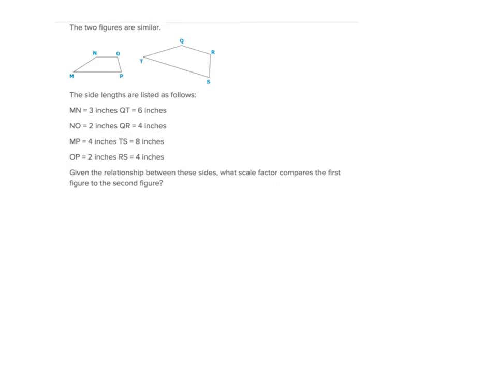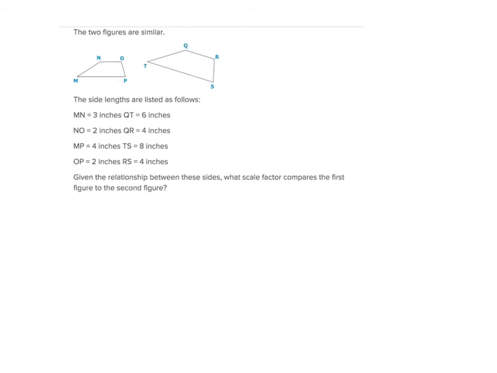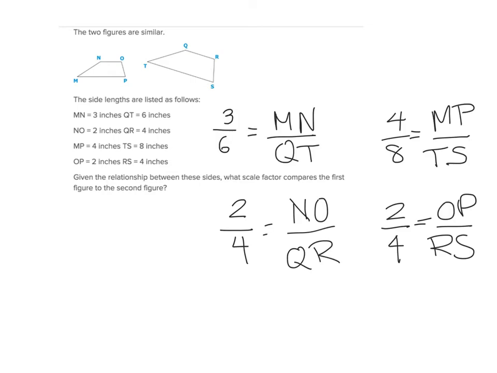So we're being told in this problem that these two figures are similar. So now we're looking at the side lengths. So we have 3 to 6, 2 to 4, 4 to 8, and 2 to 4. So what scale factor compares the first figure to the second figure? So when you're first looking at this, it may look like the scale factor is 2, but it's in fact what? So the scale factor here is actually 1/2 if we simplify these ratios. They're all equal to 1/2, not to 2. So the scale factor is 1/2.